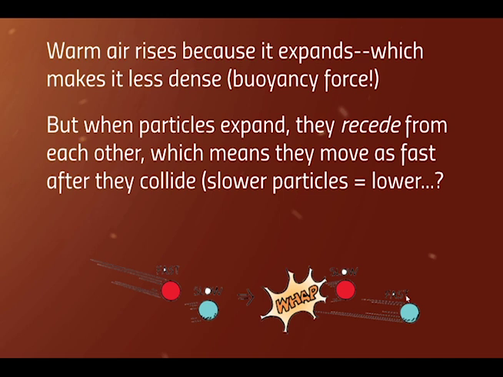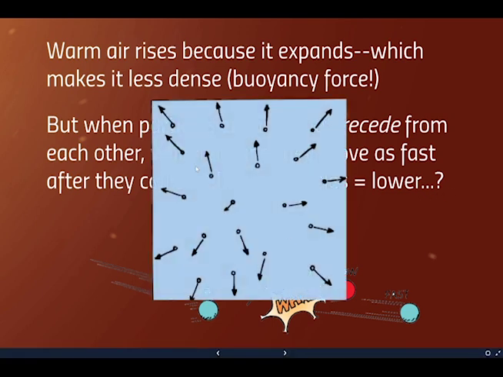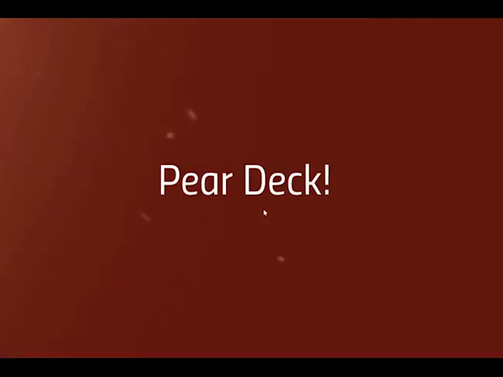And so what you see here is slower particles equals lower temperature, right? And here's an example of an expanding gas. You see how everything is moving away from each other. And that's why this expansion reduces temperature.